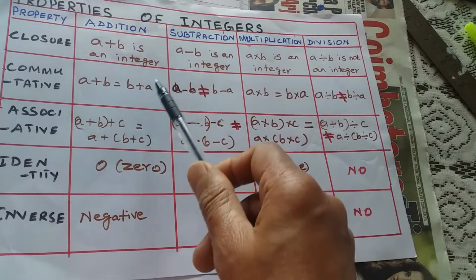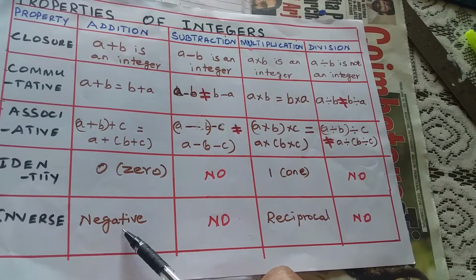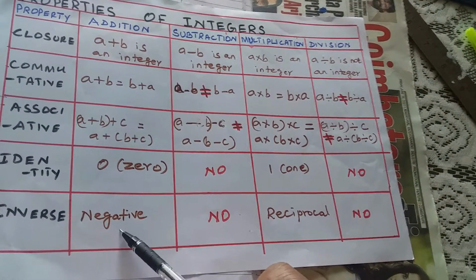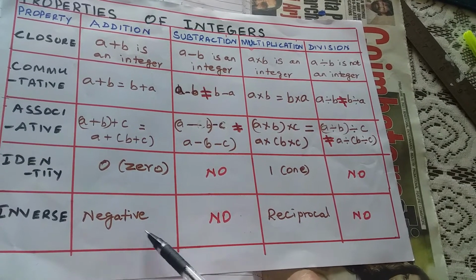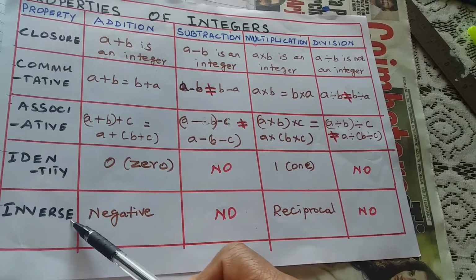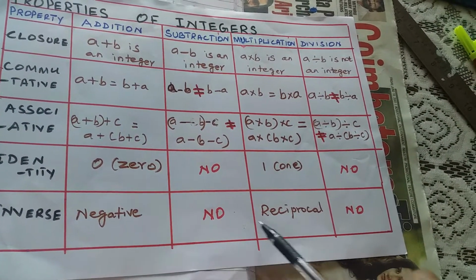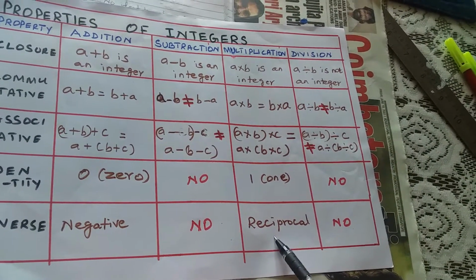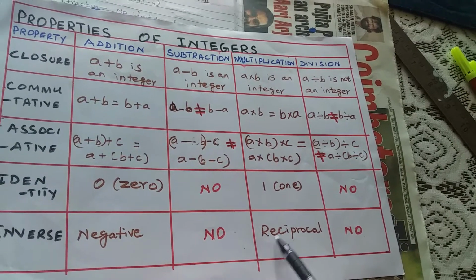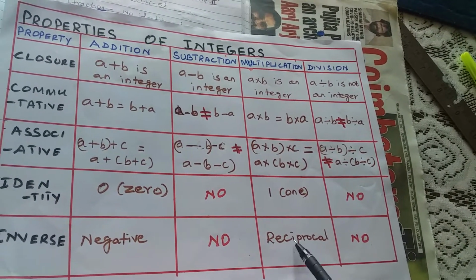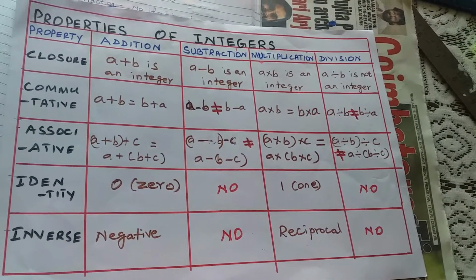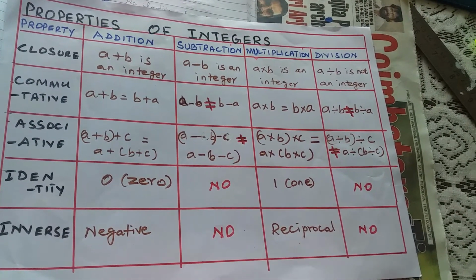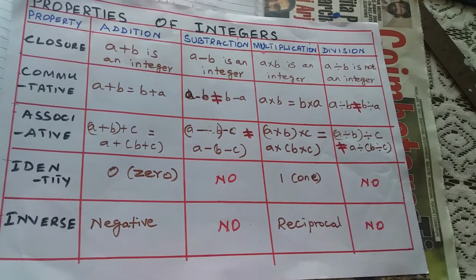Now inverse. In addition, how do we get the inverse of a number? By changing the sign. For plus 6, minus 6. For minus 7, plus 7. That is the meaning of negative, which is called the inverse. There is no inverse for subtraction and no inverse for division. And in multiplication, it is by reciprocal, which means writing the number upside down. 7 means 1 by 7. For 6, the reciprocal is 1 by 6. So I have consolidated all the properties together so that it will be very helpful to recall all the properties and remember.